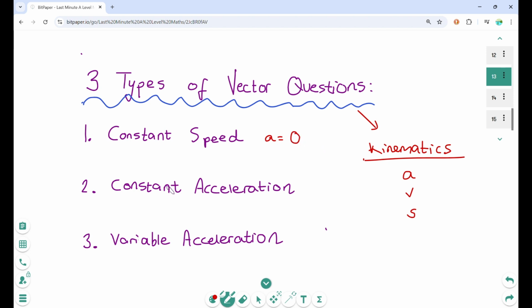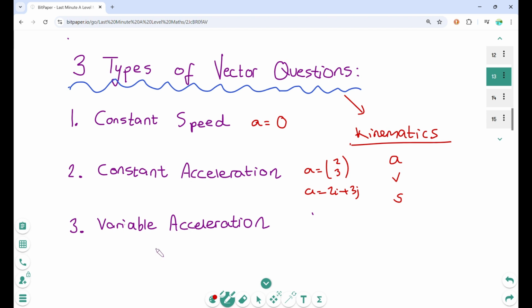It's going to be constant acceleration, so that would be if they said acceleration is 2, 3 or 2i plus 3j, or it's going to be a variable acceleration question. So that would be when acceleration is given in terms of t.